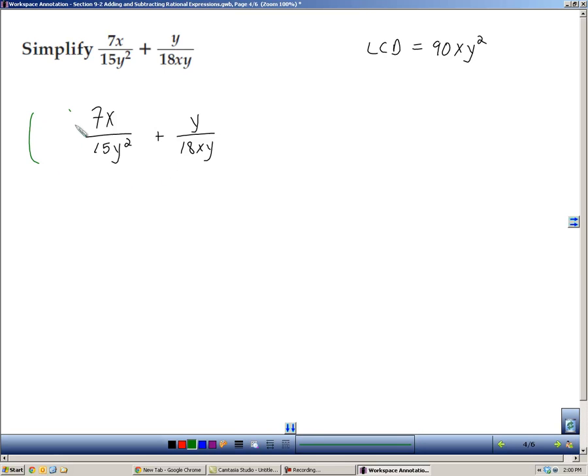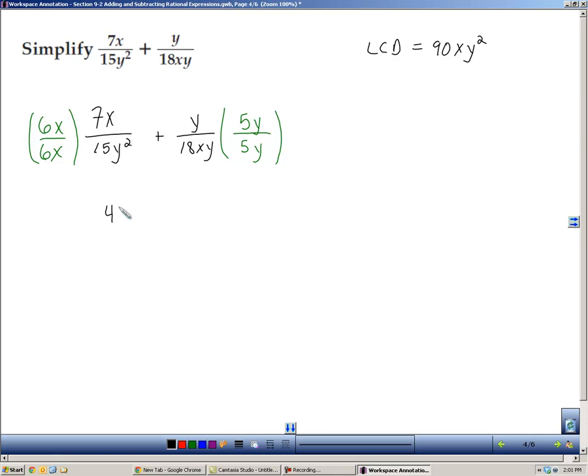Well, we're going to have to multiply by some form of 1 on both of these fractions. So what can we multiply 15 by to get a 90? And that would be a 6. But then we also are missing the x. So we're going to multiply the top and the bottom both by 6x. Likewise over here, 18 times 5 gives me 90, but I'm missing one of the y's. So I'm going to multiply by 5y, and that's going to allow me to get 90xy squared all on the bottom.